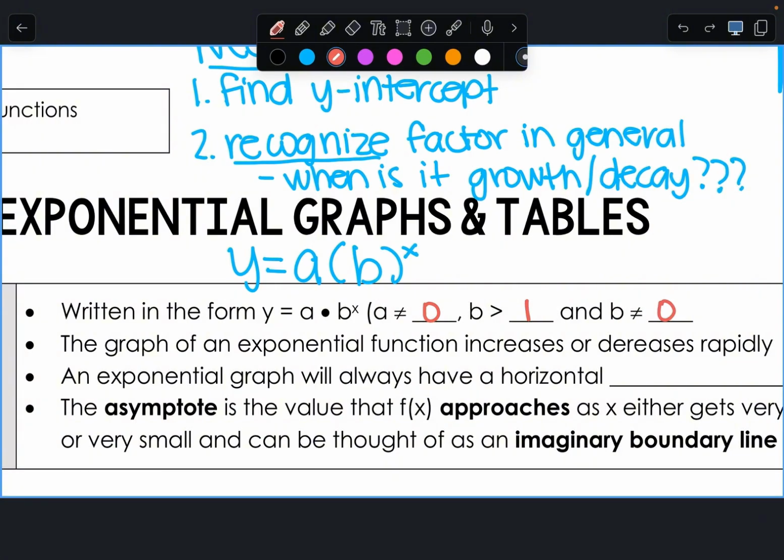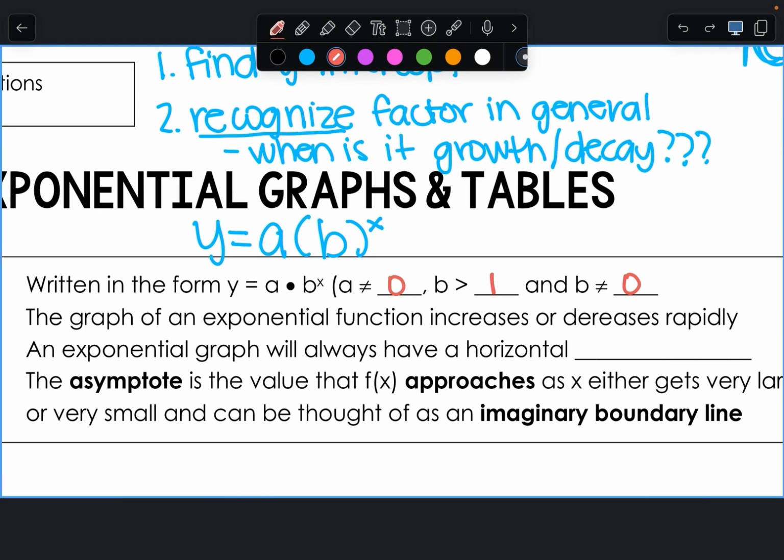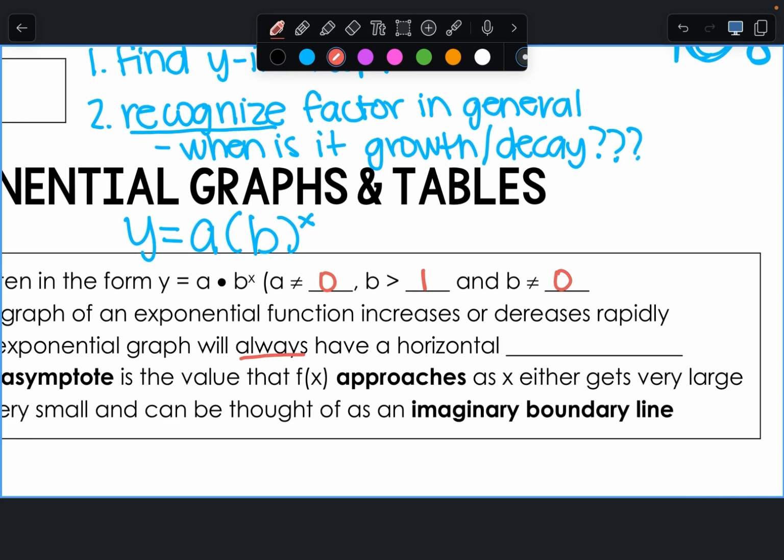The graph of an exponential function increases or decreases rapidly. What words did we use for the increase and decrease? Growth and decay. Now, an exponential graph will always, in Algebra 1, have a horizontal, and this is a brand new vocabulary word: asymptote. It's pronounced without the silent P. Asymptote. Okay? And we're going to take a look at what that is in a little bit.